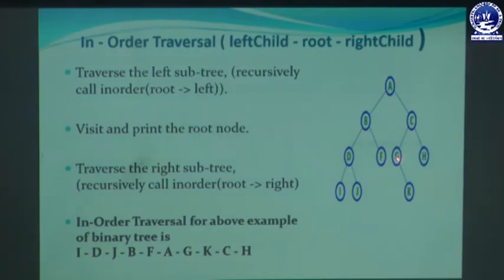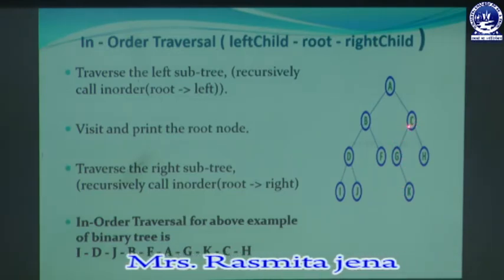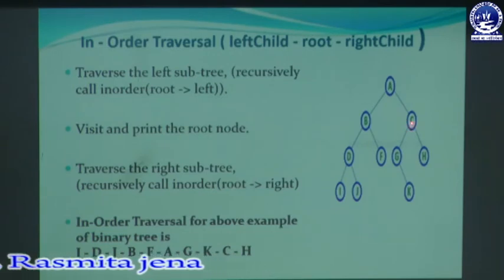After visiting G, there is no left subtree. So that's why we are visiting node G. This is the root node. So after visiting the root node, we will go for the right subtree, and then we will visit the node K. So K is visited. When K is visited, you can see this left subtree, which is the left subtree for the root node C, is completely visited. So as the left subtree of the root node C is completely visited, then we will visit the node C. So then C is visited.